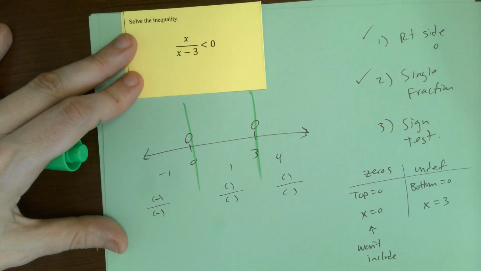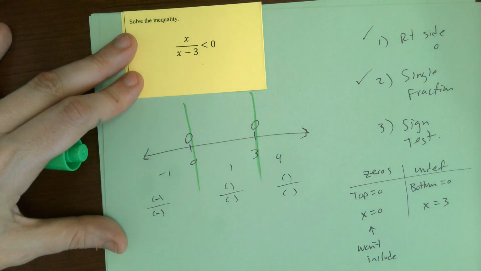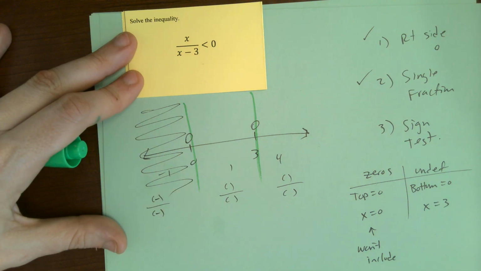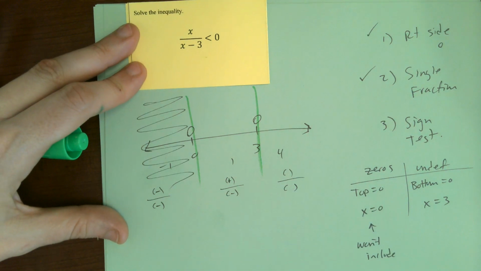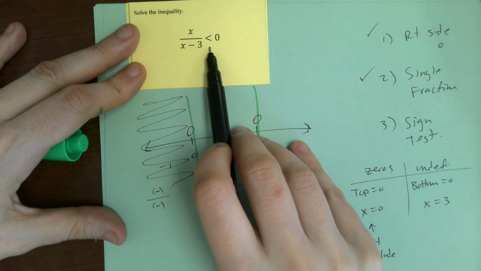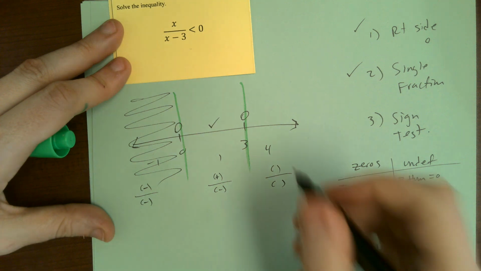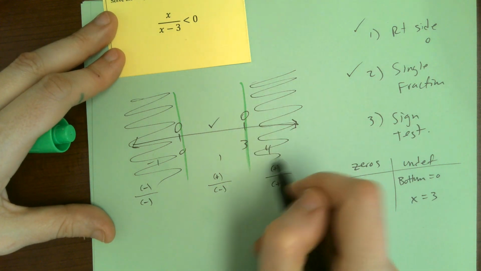But guys, what kind of outcomes are we looking for? Less than 0 means a negative outcome. So a positive outcome is not what we want for this problem. Since I'm getting positive there, I'll cross it off. Now I'll plug in 1. If I plug it in the top, a positive. If I plug it in the bottom, a negative. Positive over negative is negative, which is the outcome I want. So I'll put a check. Now I plug in 4 and I get positive over positive. That's a positive. That's not the outcome I want.